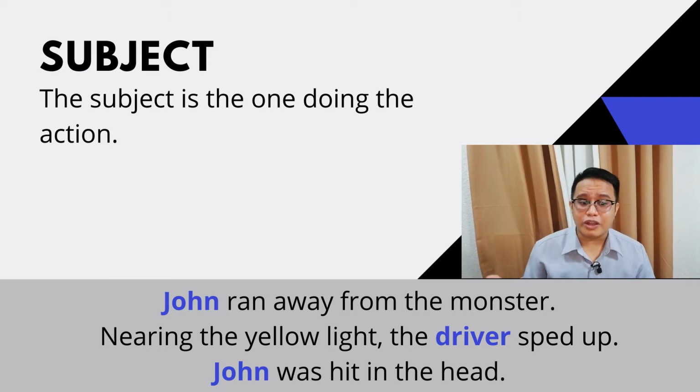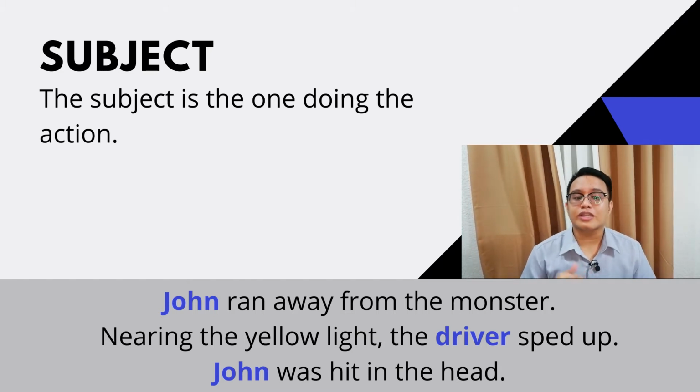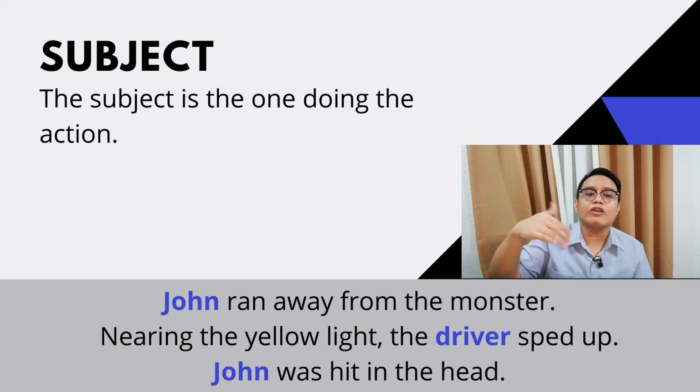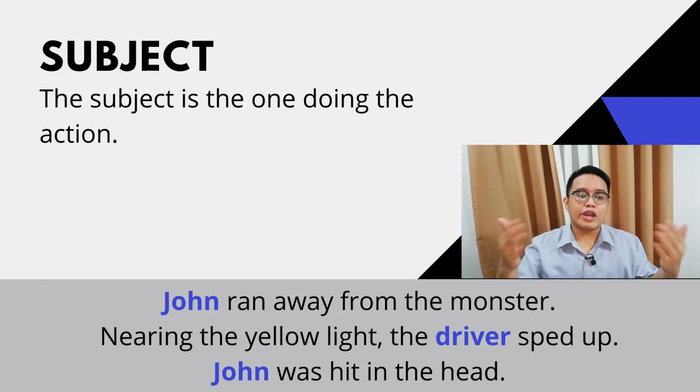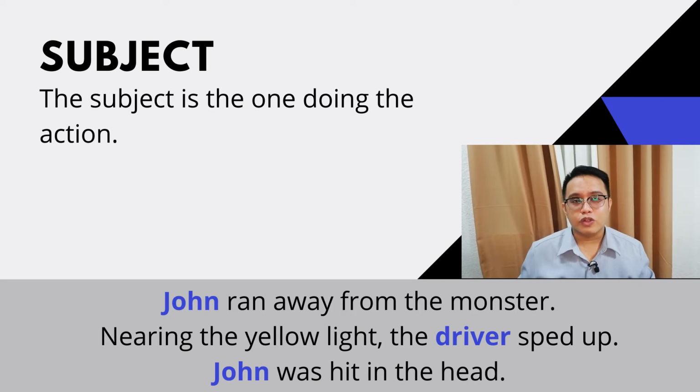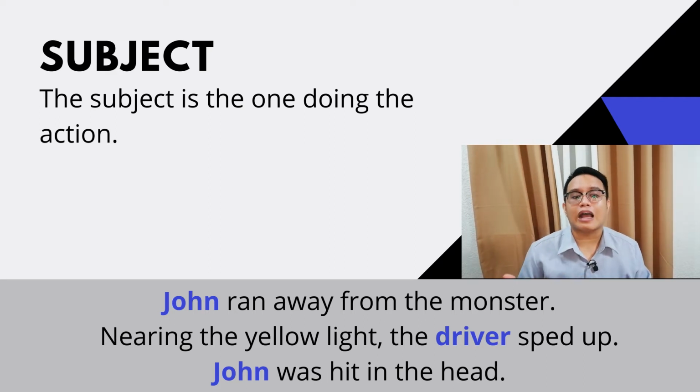Okay, the first function of a noun is what we call the subject, and of course, as you know, subject is the one doing the action. Okay. So, mao tong term dira. Subject is the one doing the action. So, for example, here in our sentences below, we see here, John ran away from the monster. So, who is running away? John, di ba? Or kinsa may gabuhat sa action.